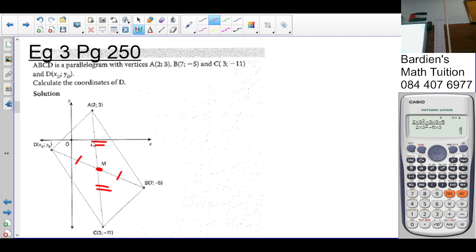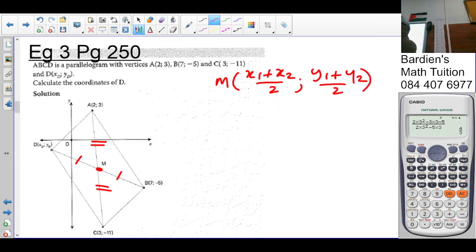Yes. So how are we going to work out M? It will be x1 plus x2 over 2, y1 plus y2 over 2. Why this formula? Because M is the midpoint. You understand, people? And this is the midpoint of A, which is 2 and 3, and C, which is 3 and negative 11. Right, work out M quickly.